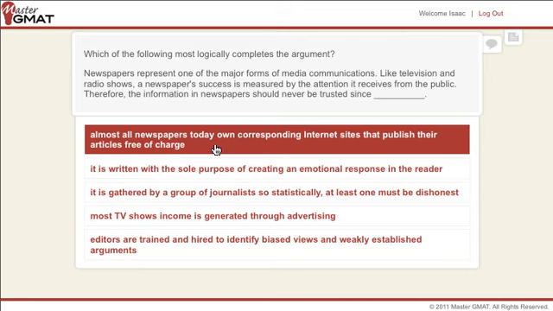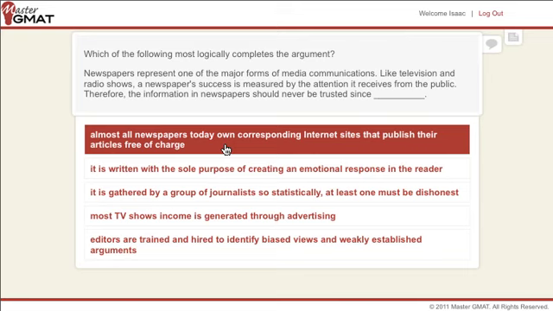A. Almost all newspapers today own corresponding internet sites that publish their articles free of charge. Does this strengthen our conclusion that newspapers should never be trusted? Not really. It neither strengthens nor weakens the conclusion. Now, you have to be careful with conclusion strengthening questions. You have to be careful that, A, you're not picking an answer that weakens the actual conclusion. You also have to be careful of answer choices that do nothing, that are completely irrelevant, or that present something other than a premise in this case.